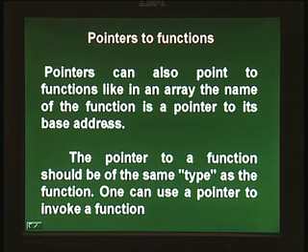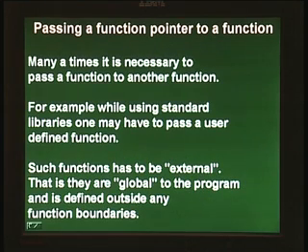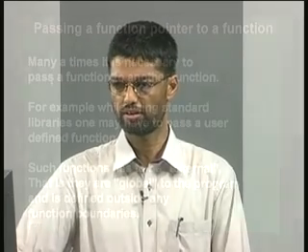The pointer to a function should be the same type as the function itself. This is important, similar to what we used before: when you point a pointer to a memory location of some variable, it should be the same type. Then we can use the pointer to invoke a function. What is the use of this? One is that we can pass the function pointer to another function. This is especially useful when we are using standard libraries, where some user defined function may have to be passed.